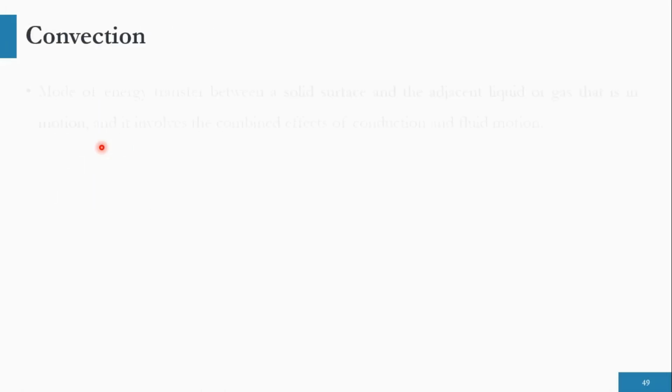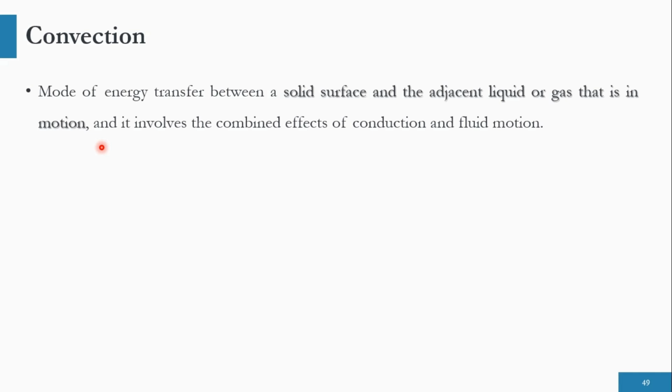So starting with convection, it is the mode of energy transfer between a solid surface and the adjacent liquid or gas that is in motion, and that includes the combined effects of conduction and fluid motion. As we studied, if there is a solid surface and a fluid, either liquid or gas, is passing through it, the heat transfer between these two media will be called conduction if there is no bulk motion of the fluid, or if there is only micro level motion, as we have seen in our previous slides.